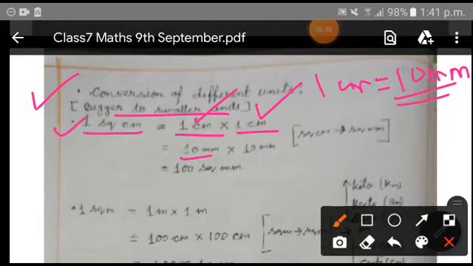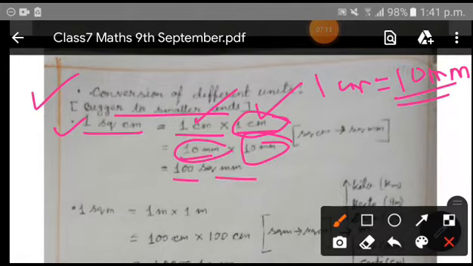So now for 1 centimeter you put 10 millimeter, and again for the other 1 centimeter you have 10 millimeter. Now 10 millimeter into 10 millimeter, 10 into 10, you will get 100. Thereby you are getting 100 square millimeter, or 100 millimeter square. So this is the relation between 1 square centimeter and 1 square millimeter.